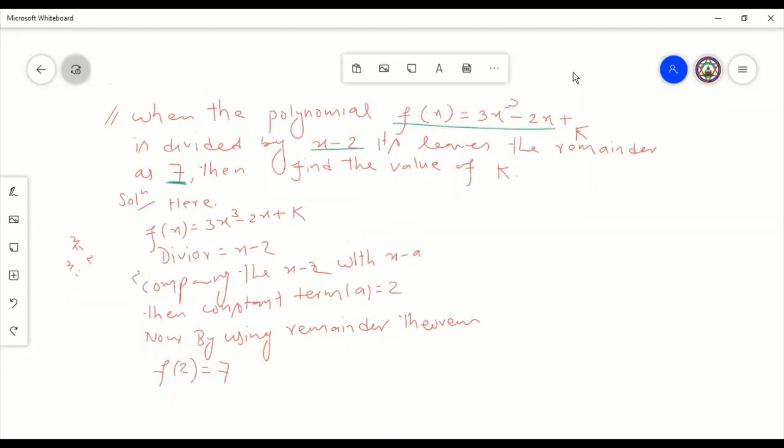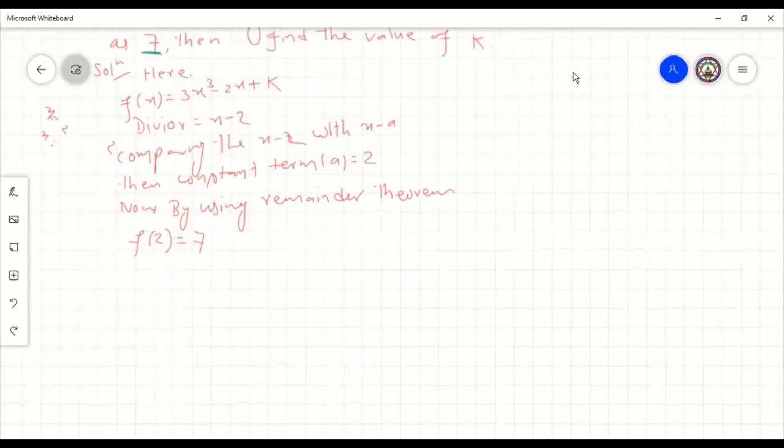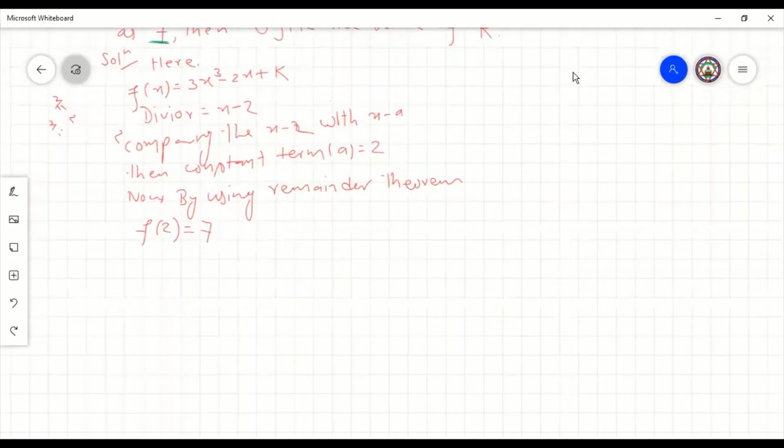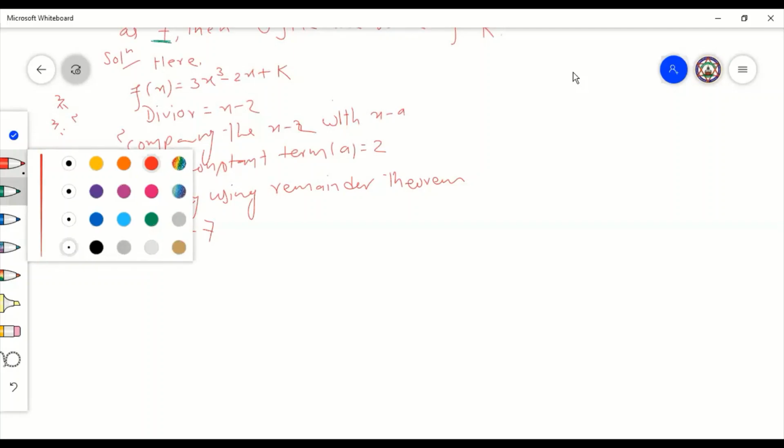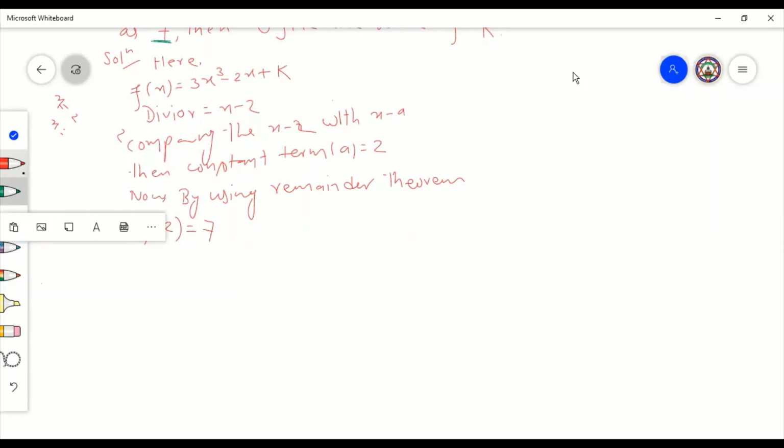Okay, we substitute the value, that is f(2). f(2) equals 7. Now we substitute the value here. Now f(2) equals, right over here, that is 3. 3 into that is 2 cube.